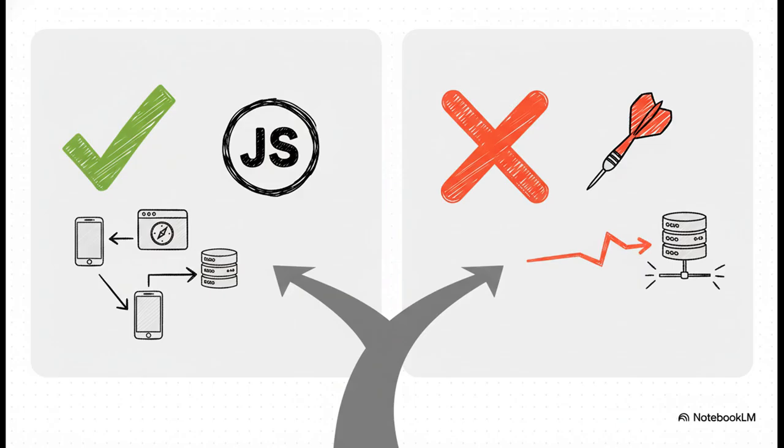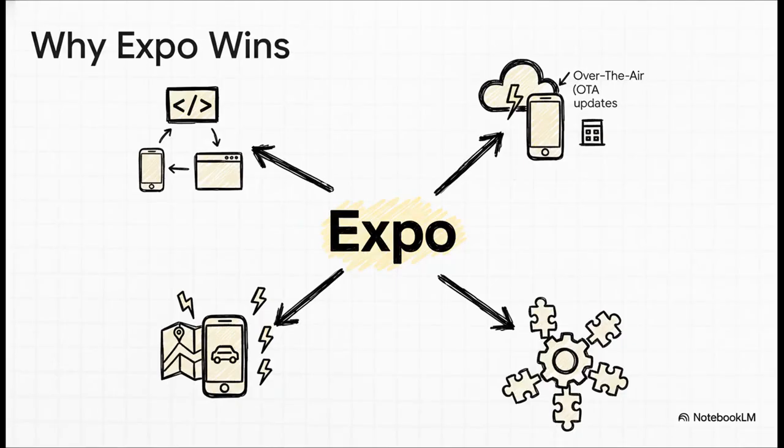The two biggest players in this space are Expo, which uses JavaScript, and Google's Flutter, which uses a language called Dart. And they have some really fundamental differences. And for Luxx Infinity, the winner is Expo. So why? It all comes down to efficiency. Their web and back-end developers are already using JavaScript, so they can all jump in and work on the mobile app too. That is a massive win.